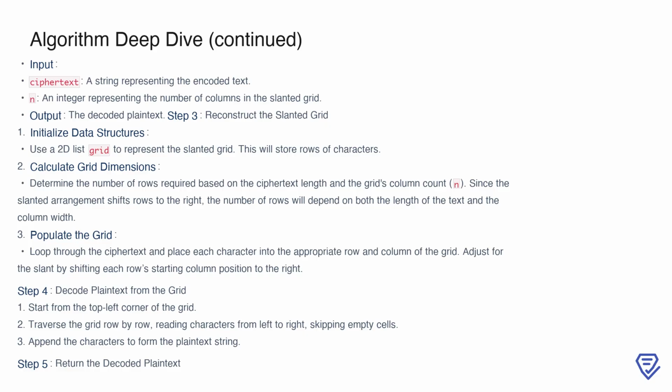After the grid is fully populated, the next step is to decode the plaintext by traversing the grid row by row, skipping over any empty cells, and appending the characters to form the final string.